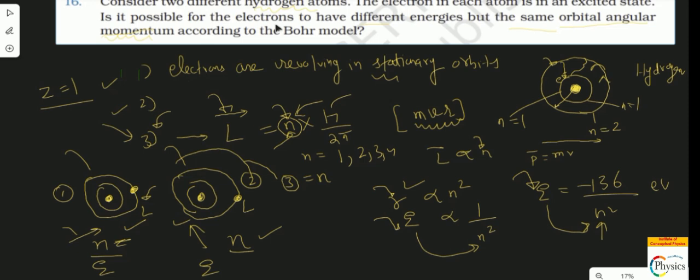If you read it put in a very different language, it is the basics of Bohr's postulate number 3, and some derivation of radius and E, which I did as a quick revision to make you understand what a principal quantum number is. And then I said since the orbital angular momentum is common, n is common. If n is common, E has to be common. I hope this made sense to you. The answer is no, it is not possible for these electrons having the same orbital angular momentum to have different energies.